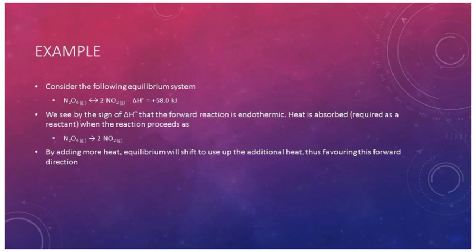So here's an example. Consider this reaction. We've looked at it already. So the N2O4 reacts to give 2NO2 with the delta H of positive 56.0 kilojoules. So that means the forward reaction is the endothermic reaction, and the side that's going to absorb the heat. So the forward reaction is going to be favored, and so the reaction is going to shift this way, which means the concentration of this will increase.